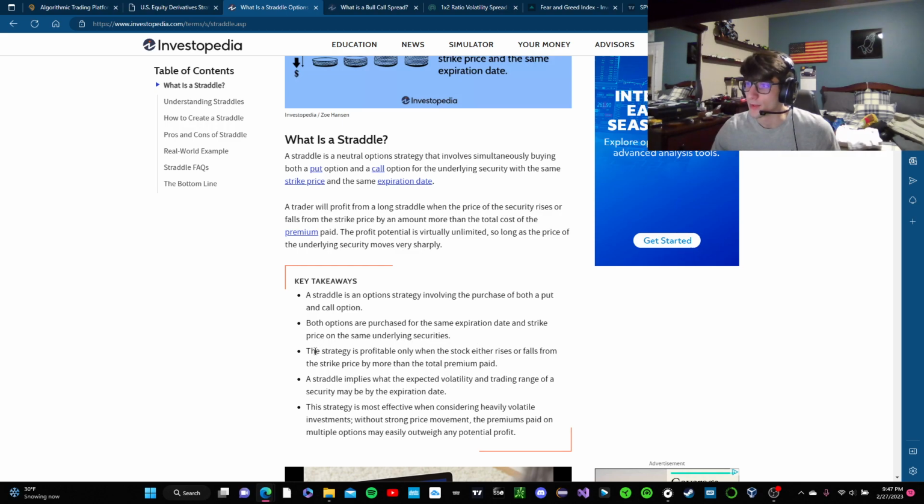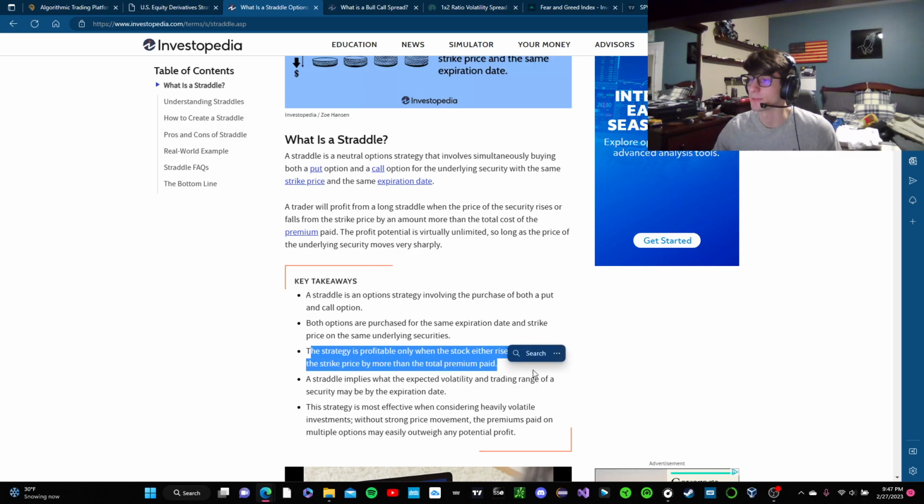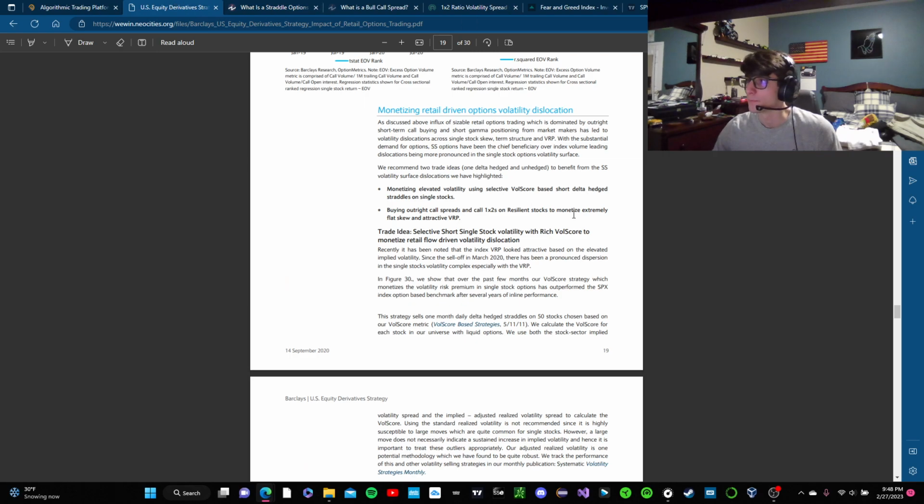The profit potential is virtually unlimited, as long as the price of the underlying security moves very sharply. So the strategy is profitable only when the stock either rises or falls from the strike price by more than the total premium paid. So the stock either rises or falls a lot. And they're long, but we're short. So we want the stock to do nothing.